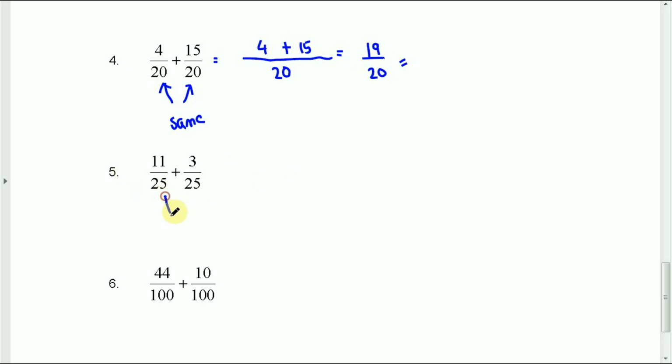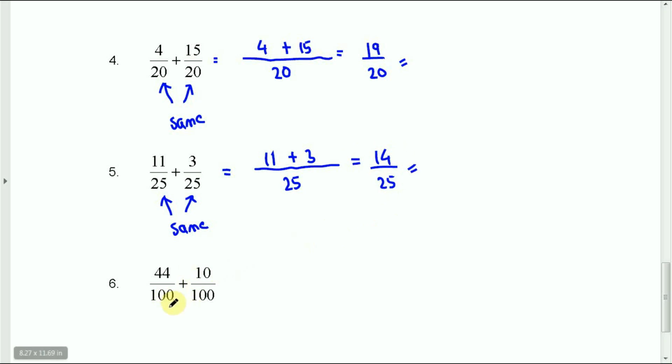For question number 5, are the denominators the same? Yes, they are. Denominator of 25 for both. So with a ruler, nice long line, 25. And we're adding the numerators. So we're adding, that's why we have a plus sign. 11 plus 3 on top. 11 plus 3 is 14. 14 over 25. Next one.